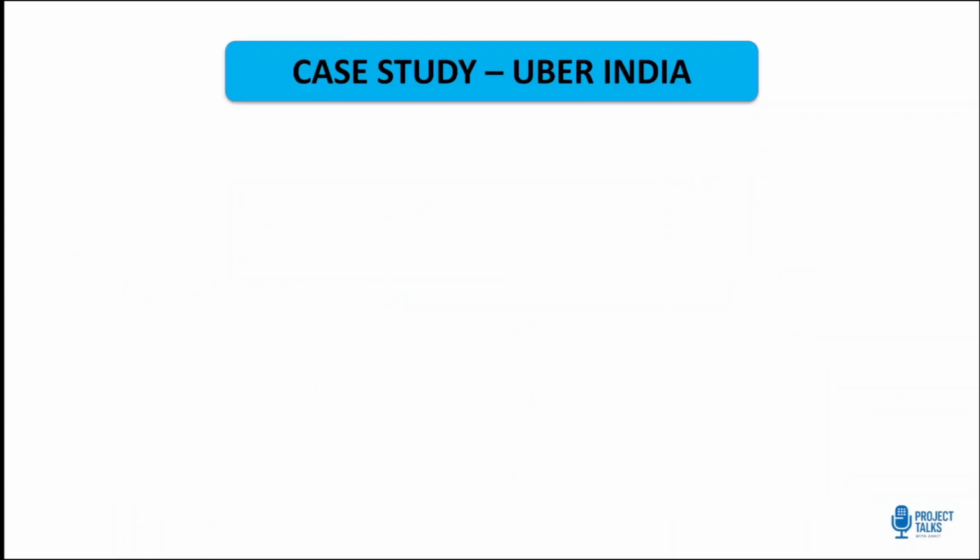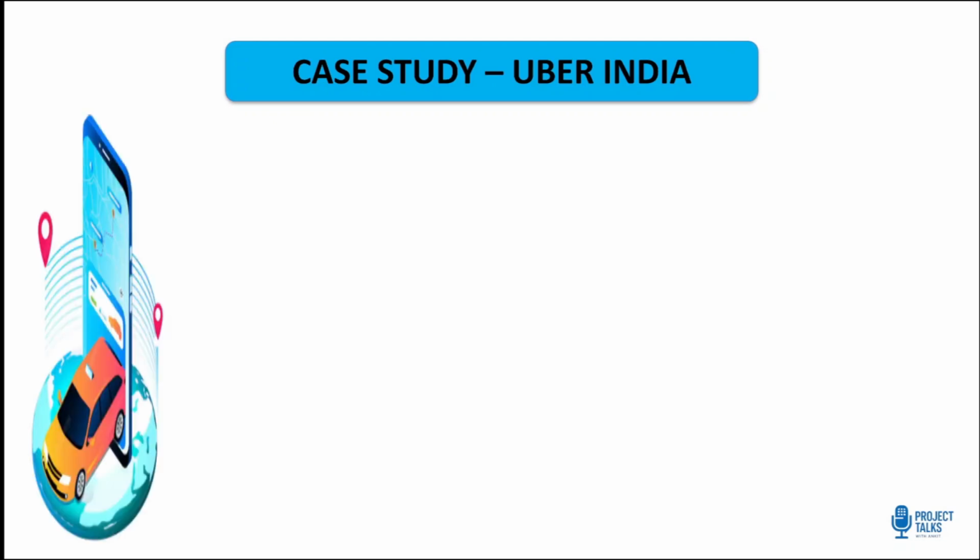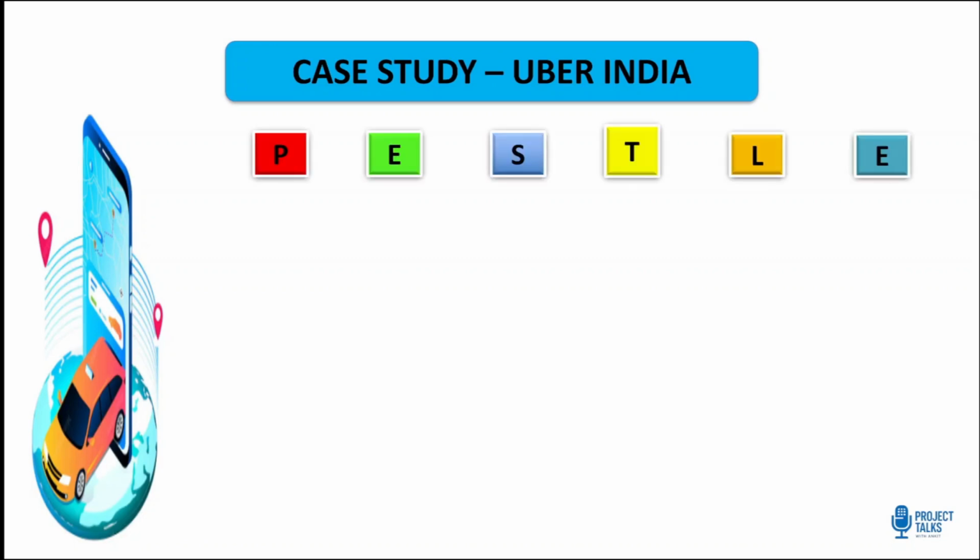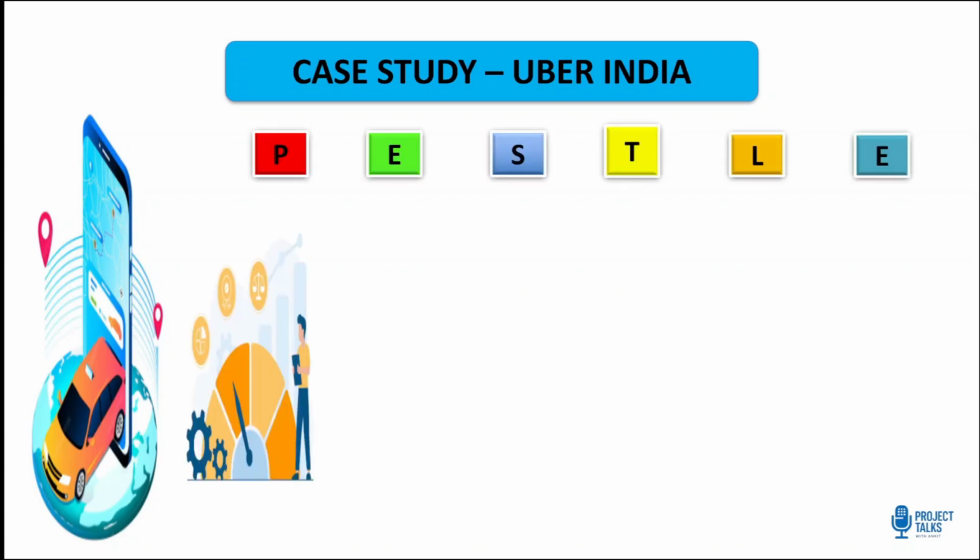Now, theory is great, but it really clicks when you see it in action. So, let's take a real world case. Let's talk about Uber's journey in India and break it down through the PESTLE lens. Politically, they faced constant debate with regulators on licensing and passenger safety. Economically, their growth was fueled by rising disposable income in metro cities, making app based rides affordable for more people.